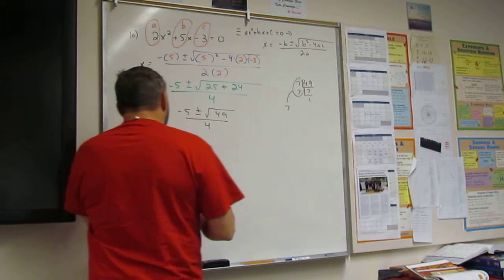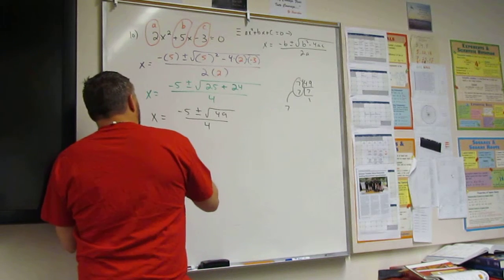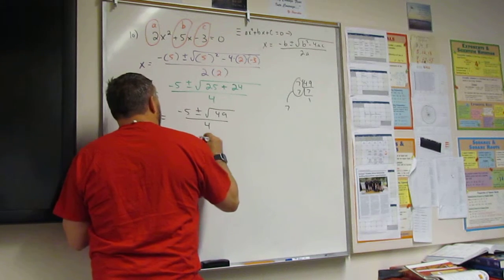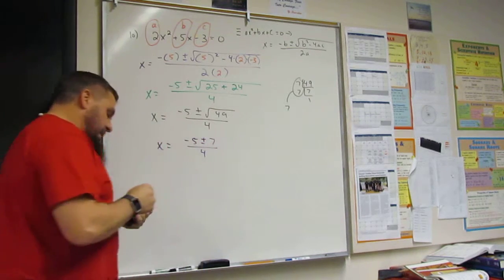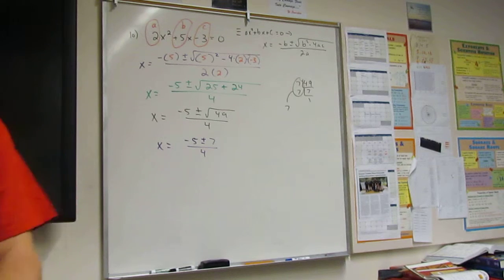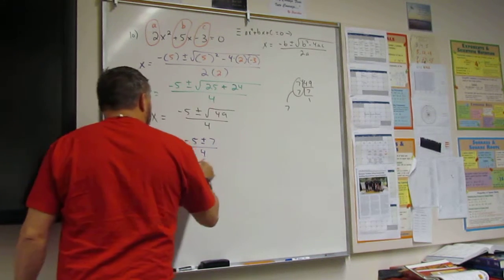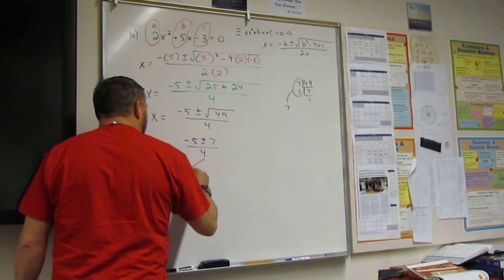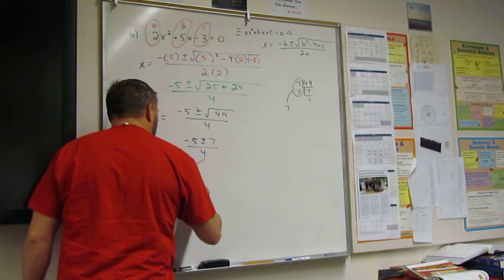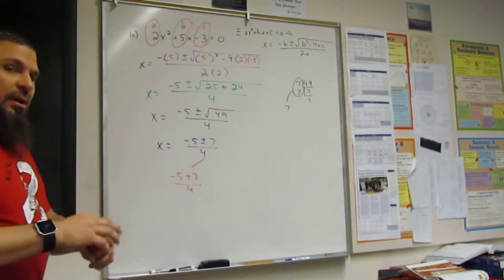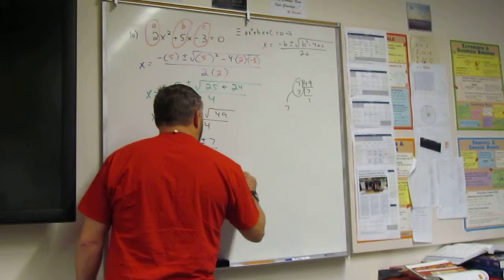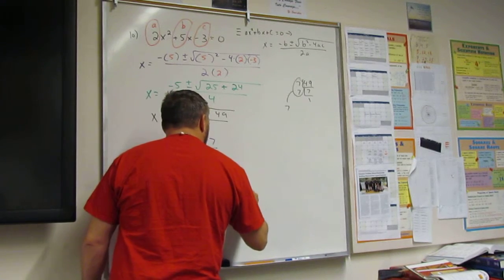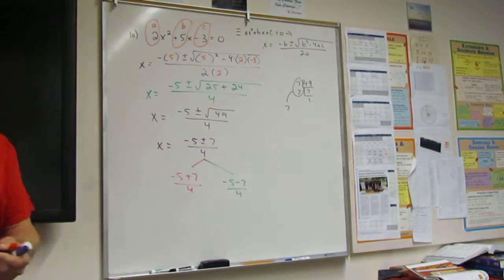So, I bring this down. I get x is equal to negative 5 plus or minus 7 all over 4, right? And now I'm going to go in 2 directions. This is the one that's really important. I go first, I'm coming this way with negative 5 plus 7 over 4. And then I'm going to go that way where it's negative 5 minus 7 over 4, right?